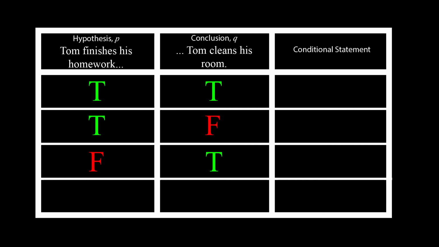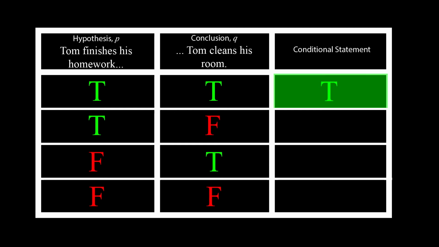Then, we could say that Tom does not finish his homework, in which case the hypothesis is false, but then Tom cleans his room anyway. The conclusion would be true. And then finally, both the hypothesis and the conclusion could be false. Tom could not finish his homework, and he could also not clean his room. In the very first case, where both the hypothesis and the conclusion are true, if Tom does finish his homework and then he does clean his room, well then the conditional is also true.